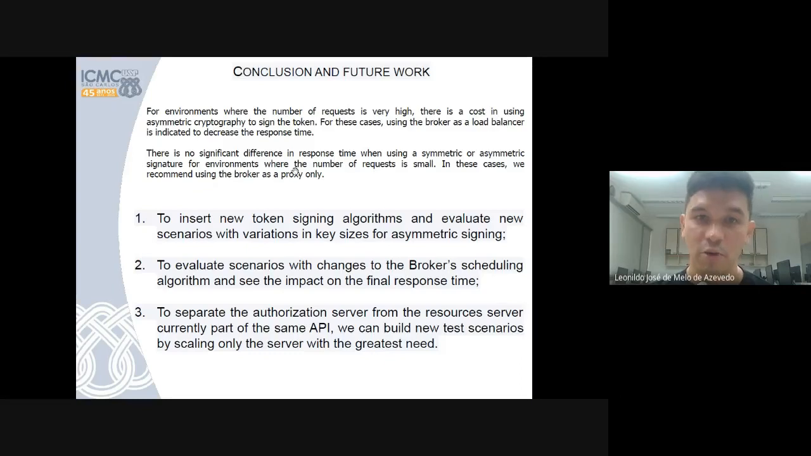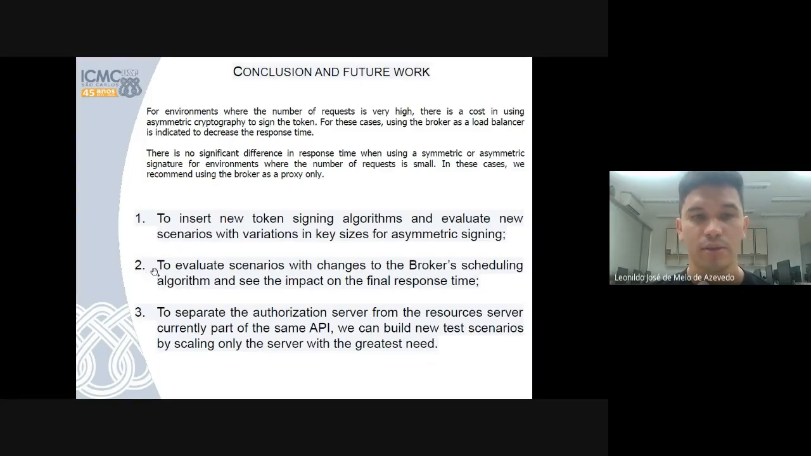But in environments where the number of requests is small, up to 1,000 requests, maybe it's worth using a more robust algorithm than symmetric, for example. In this case, I recommend using the broker as a proxy only as well. In future work, we intend to insert new token sign algorithms and evaluate new scenarios with variation in key sizes for symmetric signs. So more options on the token side.